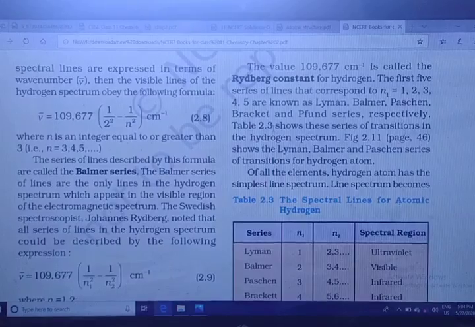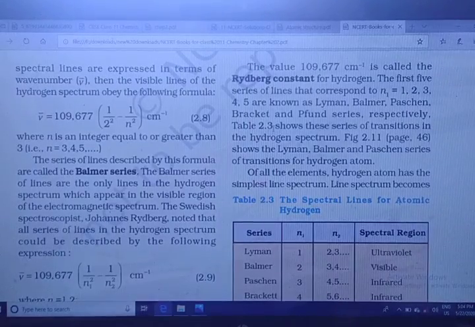The visible lines of the hydrogen spectrum obey the formula: wave number is equal to 109677 into 1 upon 2 square minus 1 upon n square centimeter inverse, where n is an integer greater than or equal to 3, that is n is equal to 3, 4, 5.